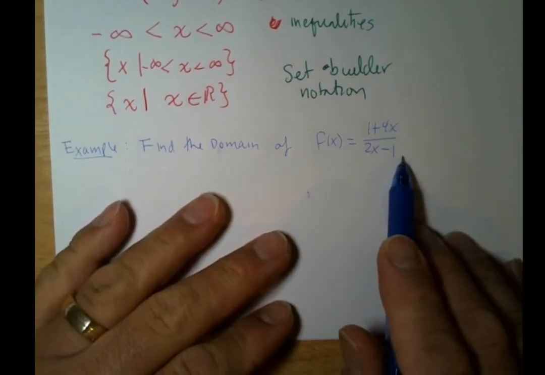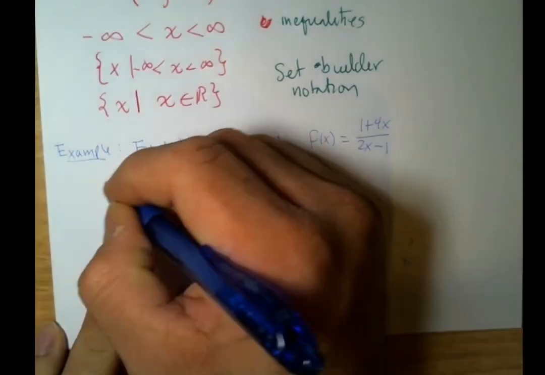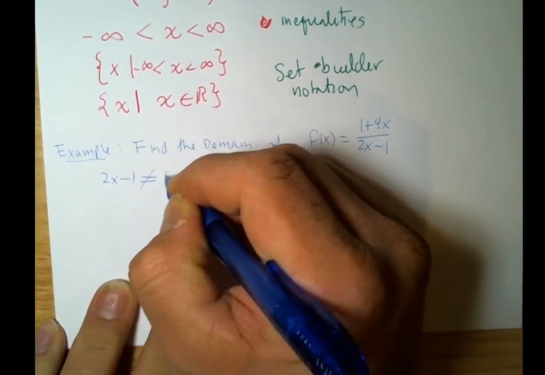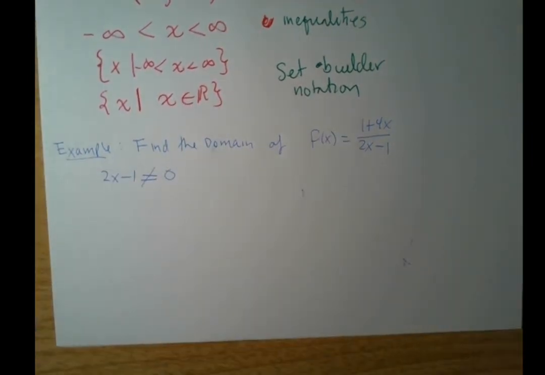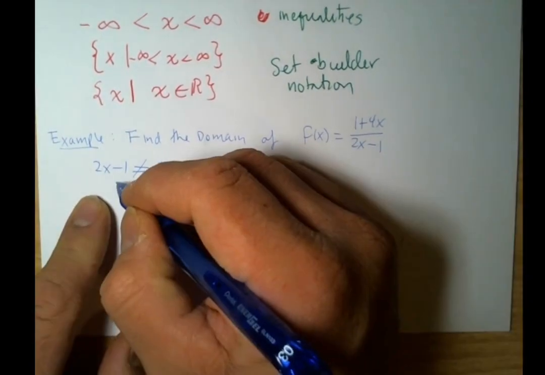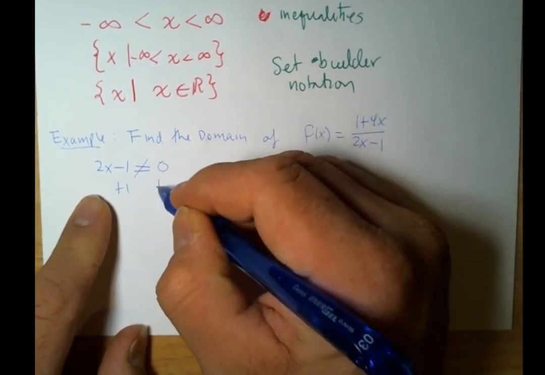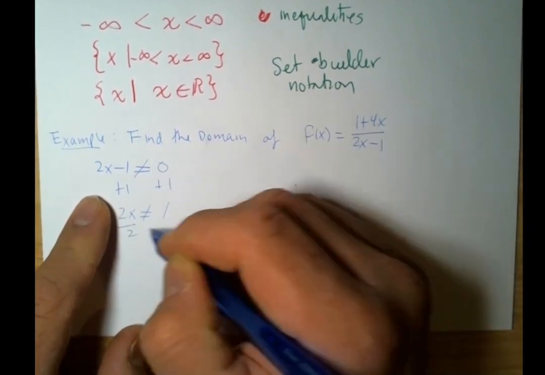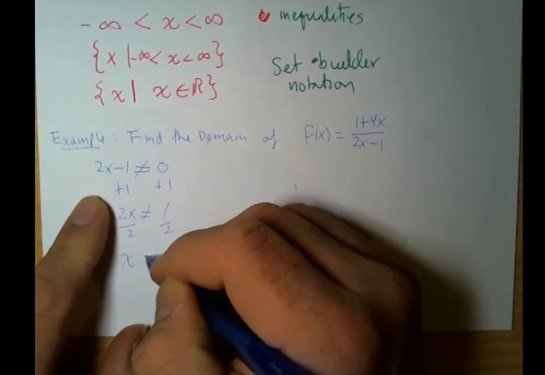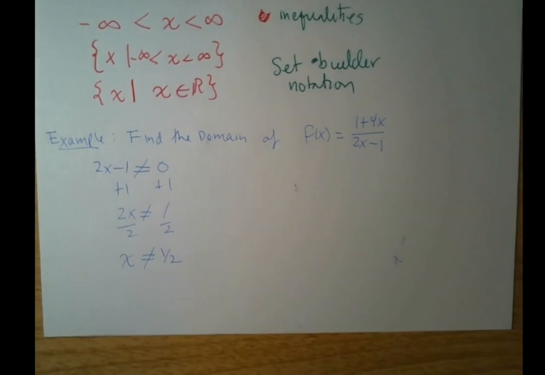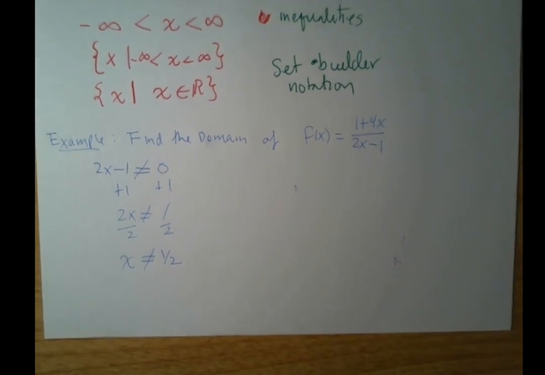I cannot have 0 down here, right? So 2x minus 1 cannot be 0. All right, and you can treat this like an equality, like let's just solve for x to see what value that is, right? 2x cannot equal 1, divide by 2. x cannot equal 1/2. Okay, so that is my only exception.